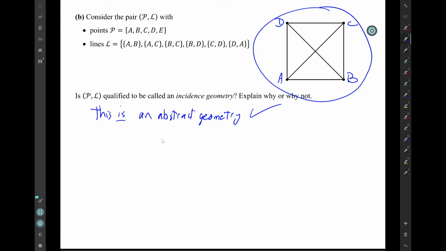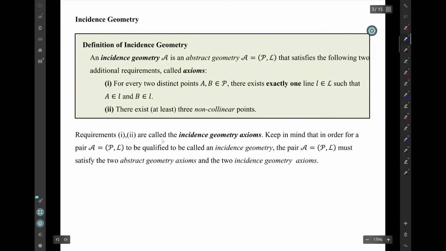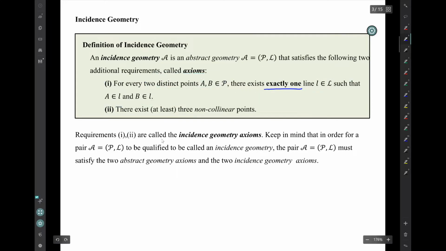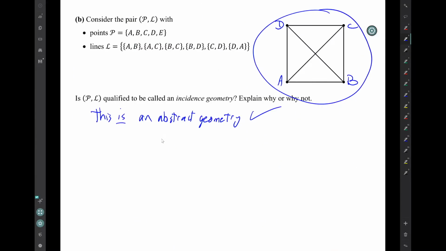Is it qualified to be called an incidence geometry? So the requirement for that is, in addition, we have to satisfy these incidence axioms. For any 2 distinct points, there exists exactly one line that they both lie on. And there must exist at least 3 non-collinear points. Well, clearly this satisfies axiom 1. For any pair of points, there is exactly one line they both lie on.